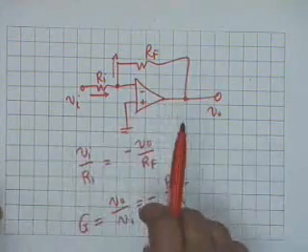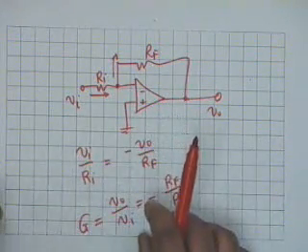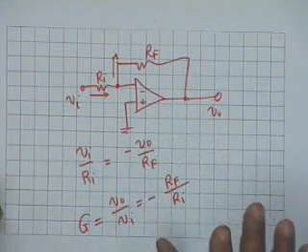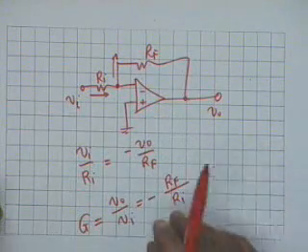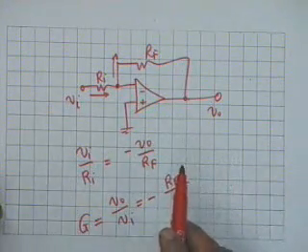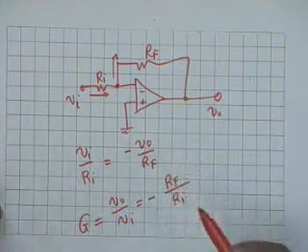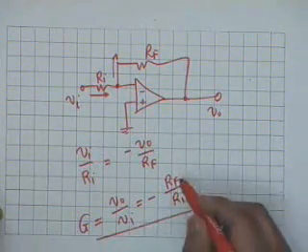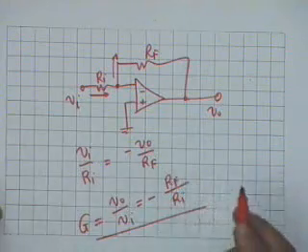In fact, none of the op-amp parameters enter. Why? Because we made that assumption that the op-amp is ideal. Now the gain is therefore determined by simply a ratio of two resistors.